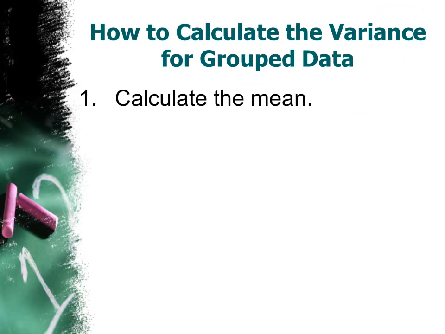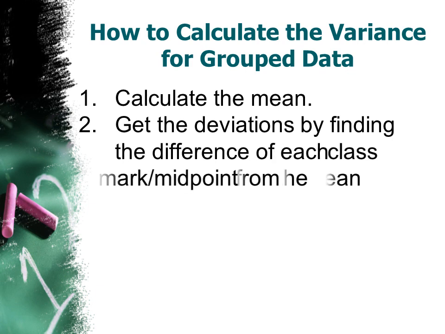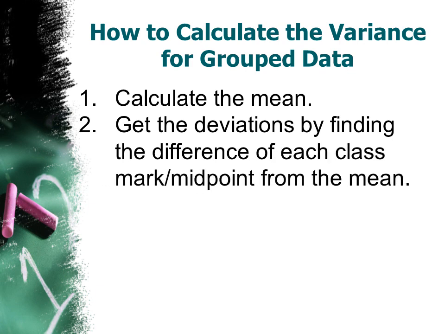So, how to calculate? We have the steps. First is you need to have the value for the mean kasi wala kang i-minus sa midpoint mo kung wala kang mean. Second one is get the deviations by finding the difference of each class mark or midpoint from the mean. So, kailangan mong magawa ng another column para isulat lahat ng difference ng class mark or midpoint. The other term for class mark is midpoint. They are just the same. Minus yung mean ng bawat isa.